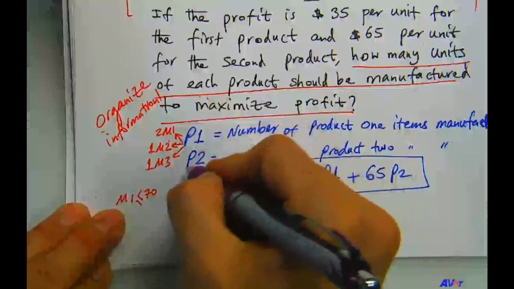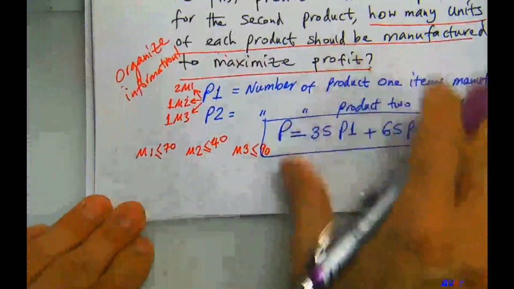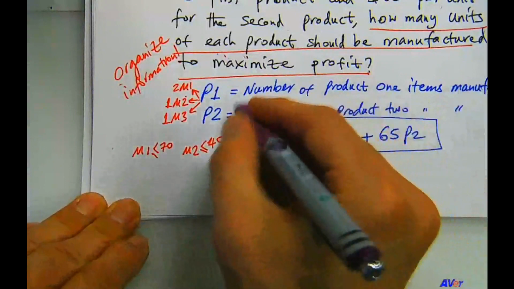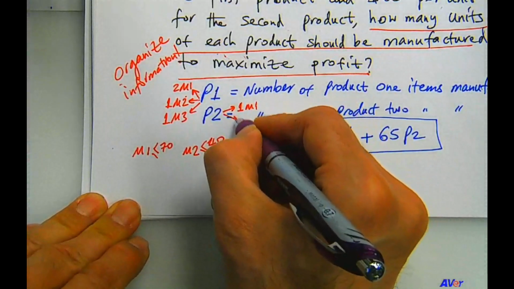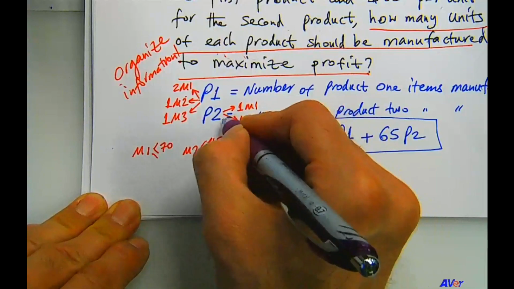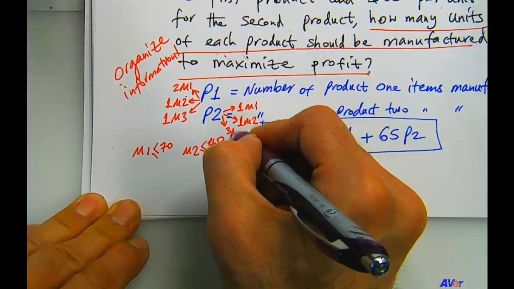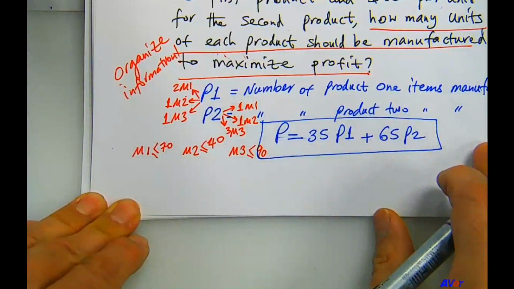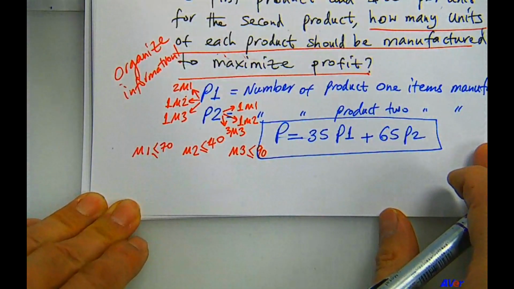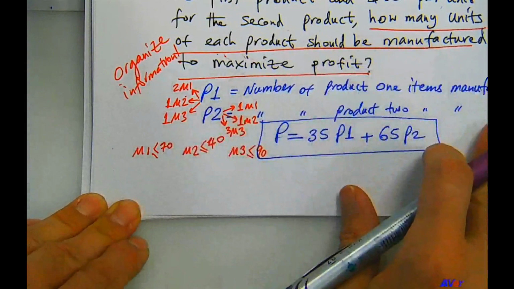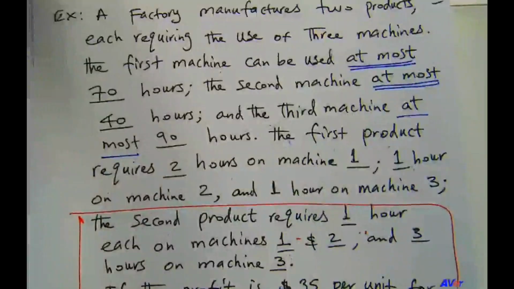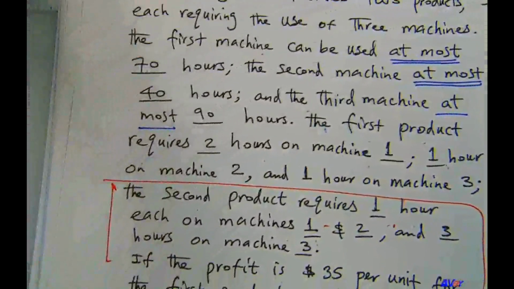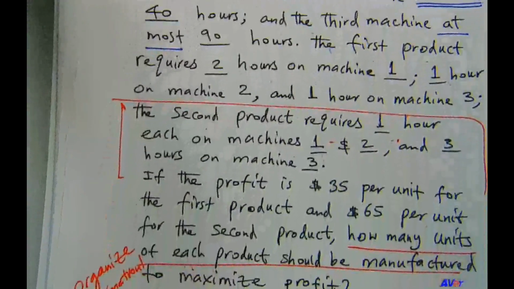Okay, so let's attach information to this as well. 1 hour on machine 1, 1 hour on machine 2, and 3 hours on machine 3. Okay, so that's how we organize the information. Now somebody can take all of this text away from me and I won't miss it because I've organized all of that information. All right, great.